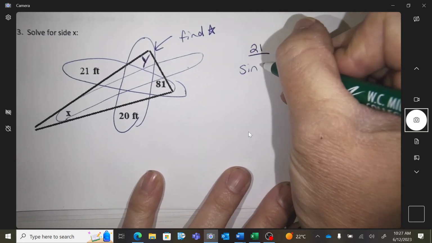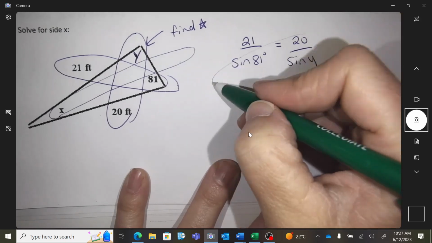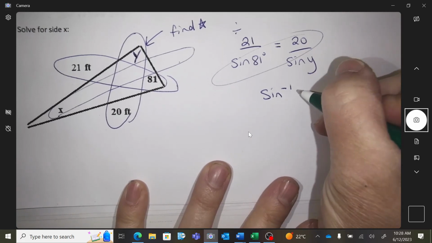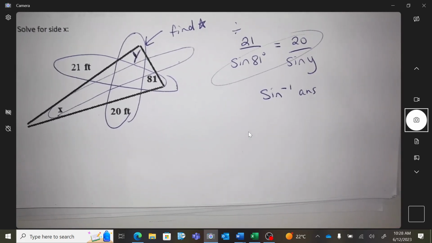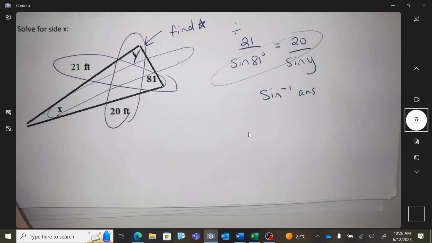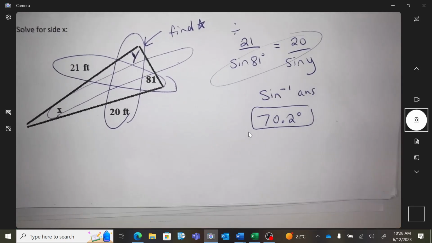So 21 over sine 81 degrees equals 20 over sine y. I'm going to times and divide. What do you do to get angles? What's the thing always to get an angle? What's the rule? To get an angle, you're always going to be inversing as the last step. So you've got that times, you've got to divide, and then sine inverse. You probably would remember because otherwise you'd get a decimal answer. And with angles, I'm good with 1 decimal.